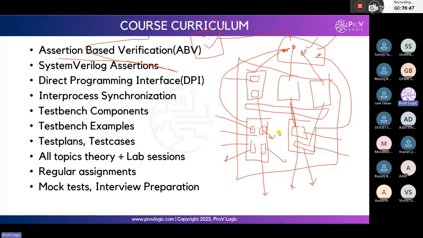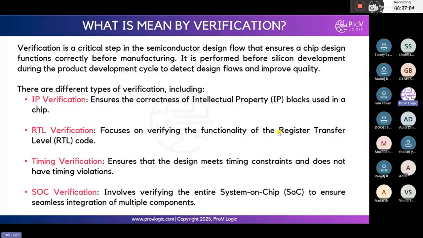I'm just telling what is meant by pre-silicon and post-silicon. Pre-silicon means whatever blueprint we got, we do the verification specification-wise. Post-silicon means we do the verification at hardware level. Okay, clear everyone till here? What is meant by IP verification, RTL verification, timing verification? Mostly we check with respect to the clock, the timing constraints, and then SOC verification, and also pre-silicon verification and post-silicon verification. Everyone clear?